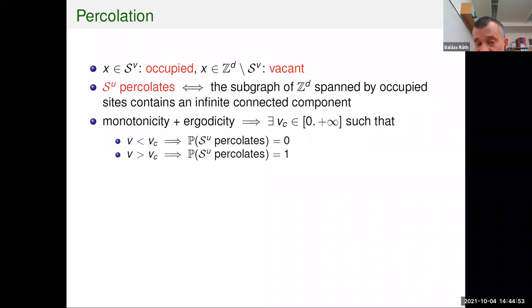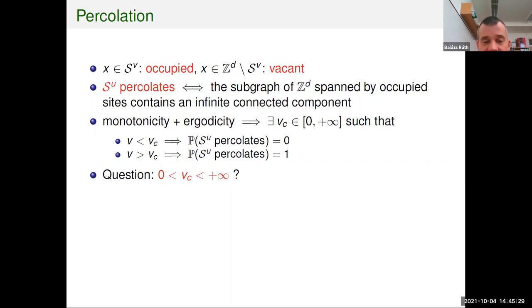This is called phase transition if it's non-trivial. But what does this mean? In words, this means that if the intensity is smaller than this critical threshold, then all of the connected components of the set of occupied sites are finite almost surely, but if V is greater than the critical threshold, then almost surely there is an infinite connected component of occupied sites, and this is what we call percolation.